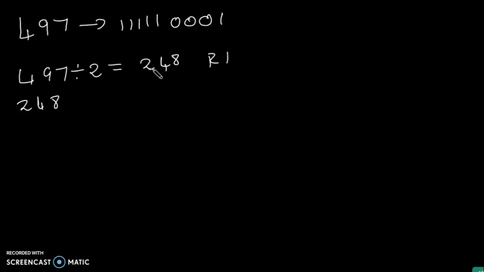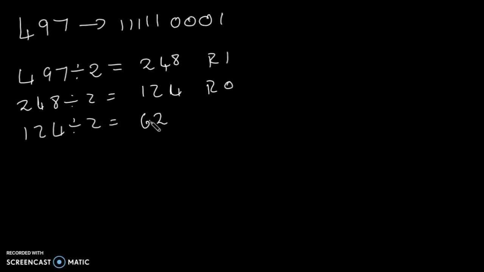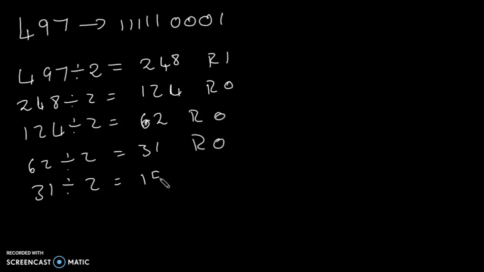Remember, we no longer consider the 0.5. It will be divided by 2, and that will give us 124. Just 124. The remainder is 0. We take the 124 divided by 2. That will give us 62, remainder 0. 62 divided by 2 will be 31, remainder 0. 31 divided by 2 will be 15.5, a remainder of 1.